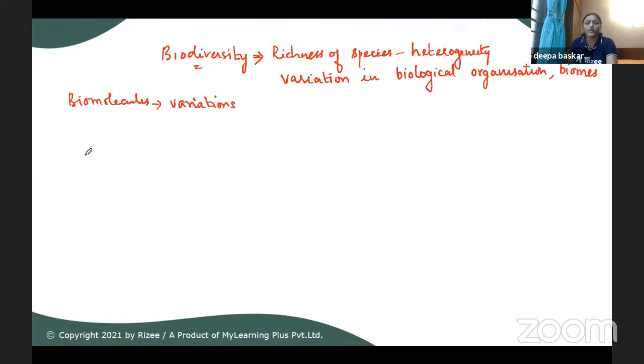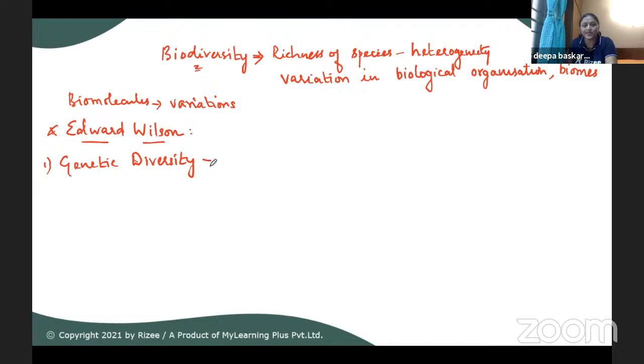So this word biodiversity was first used by Edward. So a question may be asked, Edward Wilson. So who popularized this word biodiversity? Edward Wilson. Generally this includes different types of diversities. Let us see one by one. First one is genetic diversity.